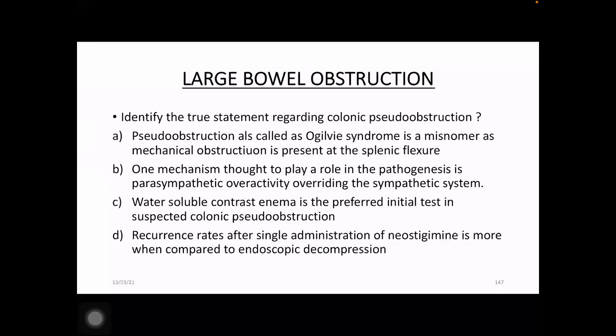Recurrence rate after single administration of neostigmine is more when compared to endoscopic decompression. True or false? False. Yes, very good. A single administration of neostigmine works wonders. Within 10 minutes, the patient will have colonic decompression, but neostigmine should be given very carefully in an ICU setting. You should make sure you have atropine in your hand and anesthetists to manage any complication which happens because of the administration of neostigmine.